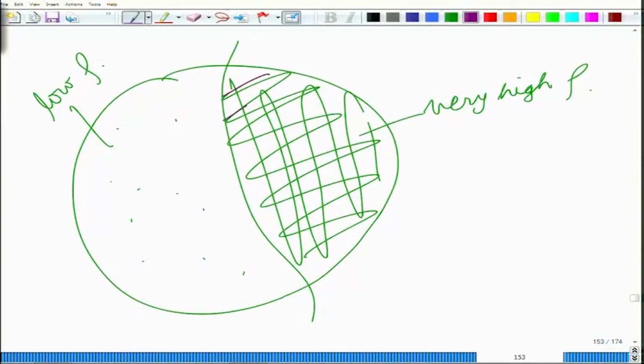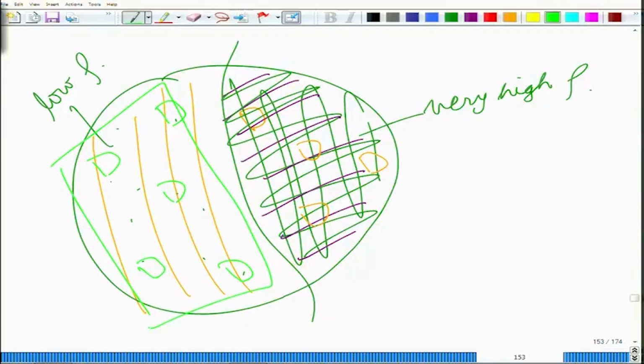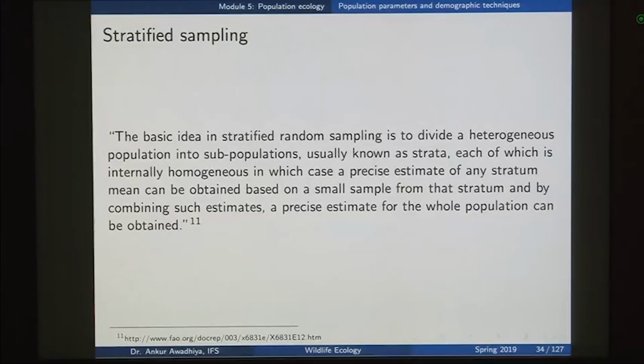So, this part is homogeneous and this part is also homogeneous, and in both of these parts we take random samples. Here we take say 4 random samples, and in this case we take 5 random samples. These random samples are then used to compute a mean that is representative of this part, and these 4 samples are used to compute a mean that is representative of the right half. The number we achieve through this computation will be a very close approximation of the total population. So that is stratified sampling.